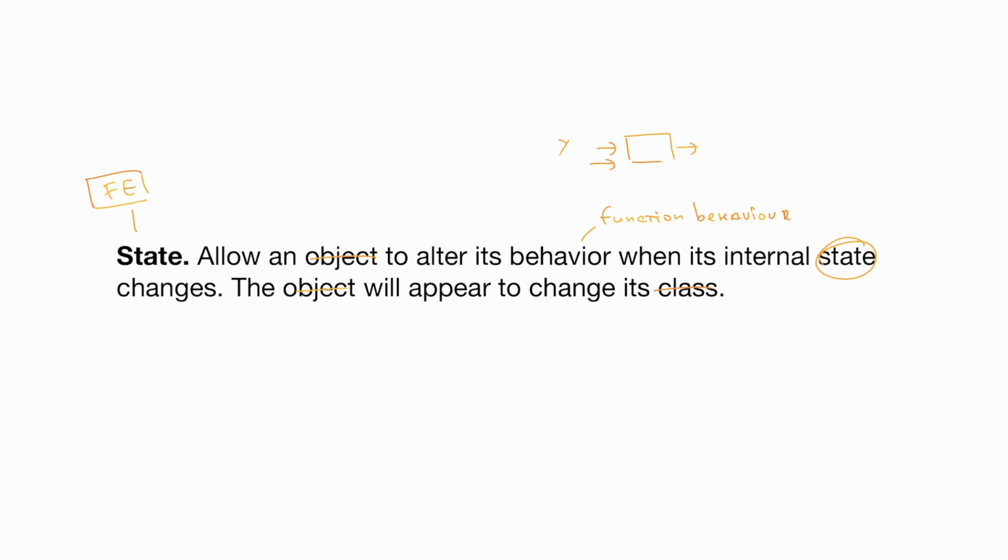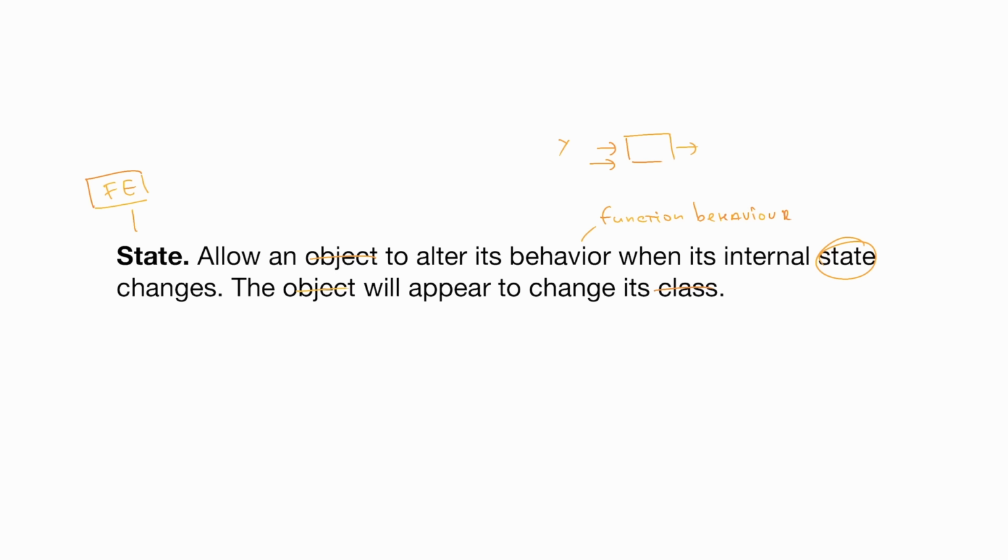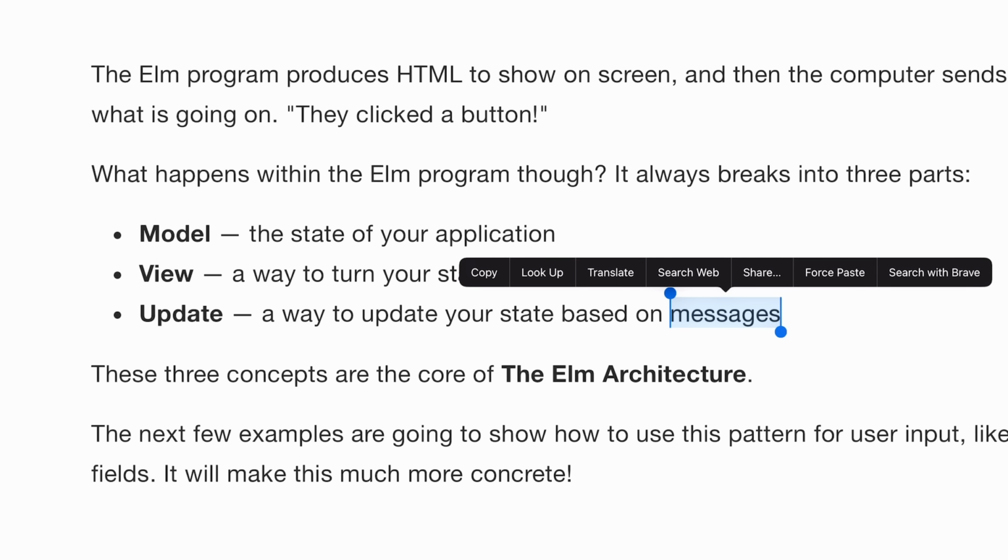at the state from the front-end perspective, from the more functional front-end perspective. We might be getting even more off track, but this talk about state reminds me of Elm. When they talk about Elm programs, they talk about model, the state of your application. They talk about view, a way to turn your state into HTML, and update, a way to update your state based on messages. If you squint, it does alter its behavior when the internal state changes. And even though the basic description of the pattern doesn't mention how the state changes, here in the Elm world, the state changes via the messages.